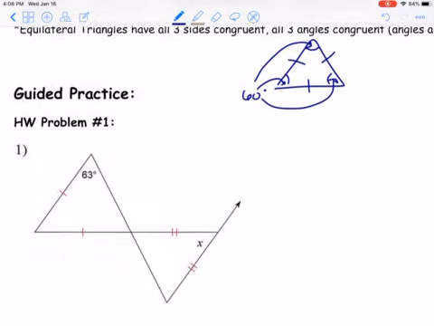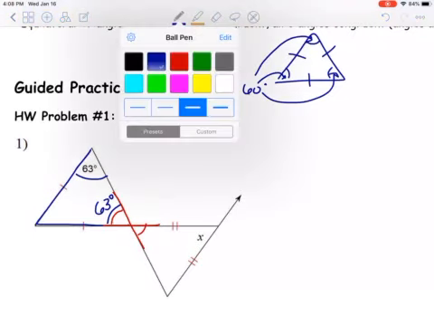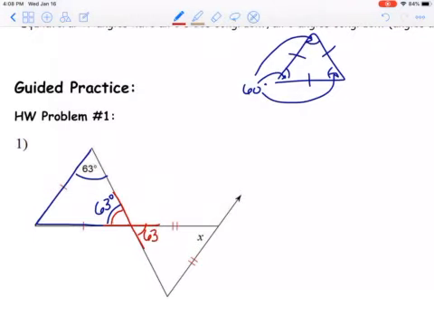So, just filling in some logic here. We have in number 1, this side is equal to this side, which means this angle is equal to that one. So we know this has to be 63. We also have a vertical angle, so this equals this. So we're going to move, let's keep it the same color, that 63 over here.